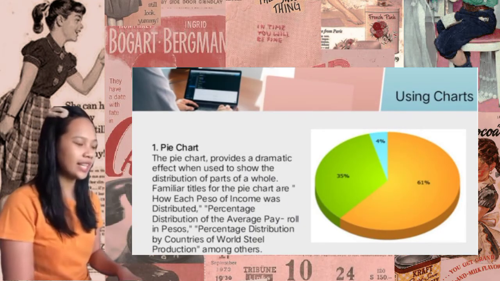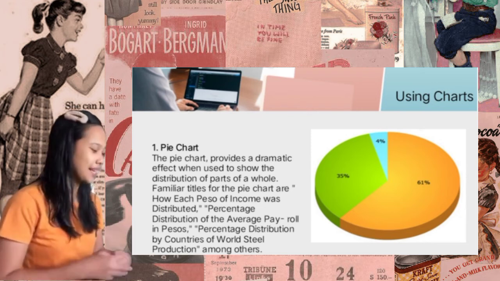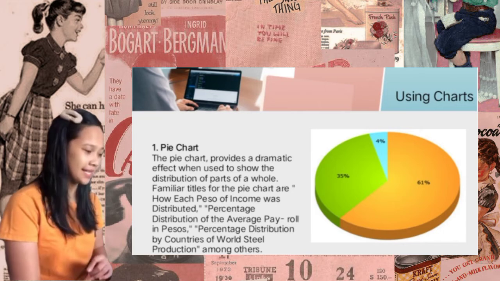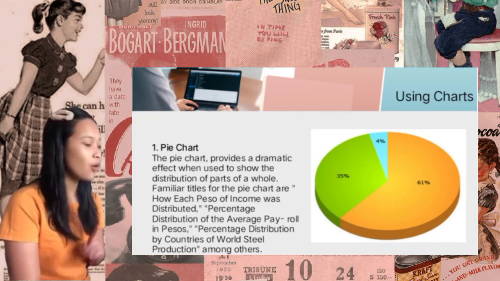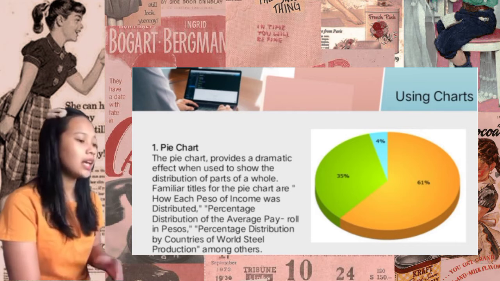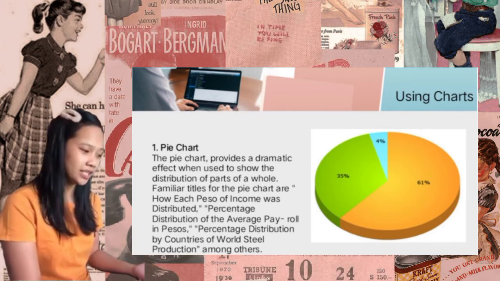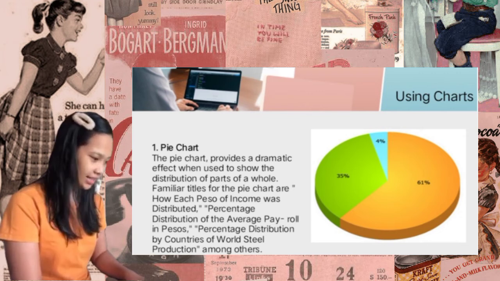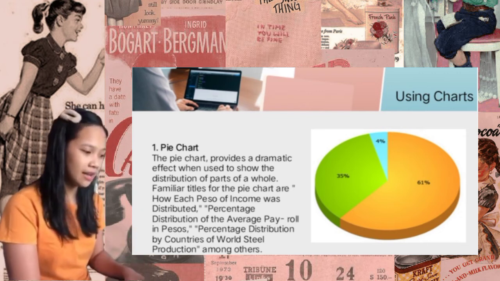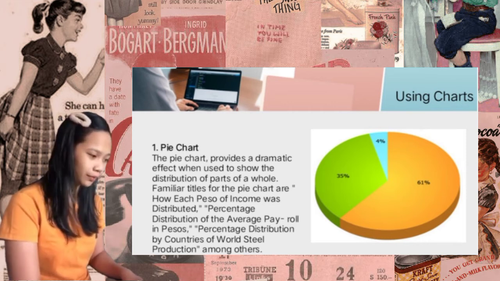Next is using charts. Whether you're writing a business report, technical paper, or presentation, using diagrams or graphics can help your message. But the question is, which graphic is best for the information at hand? So first, we have a pie chart. And when do we use a pie chart? We use a pie chart for categorical data. We use it to show distribution of parts of a whole.